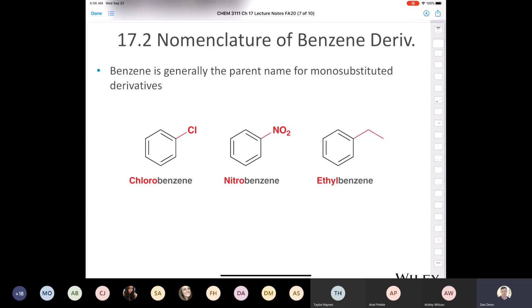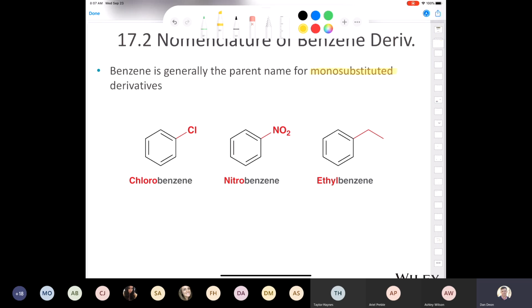And it says here that benzene is generally the parent name, now keep in mind, it says generally the parent name for monosubstituted benzene. So you have to kind of sort these out in your brain because we're going to look at monosubstituted benzene derivatives. We're also going to spend some time looking at disubstituted benzene derivatives, and we're going to look at tri, tetra, penta, so polysubstituted benzene derivatives.